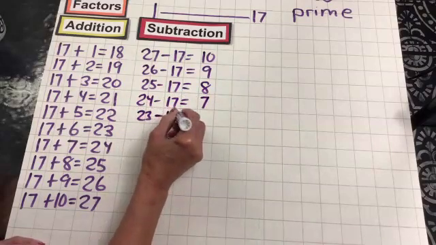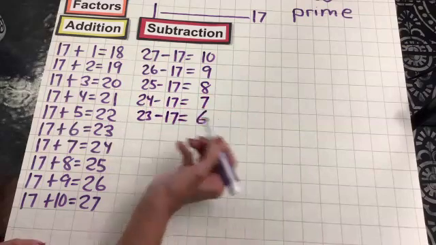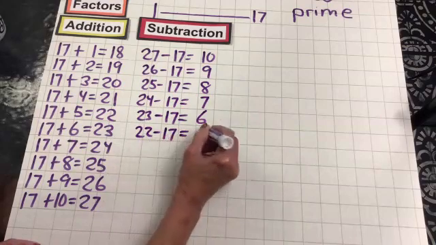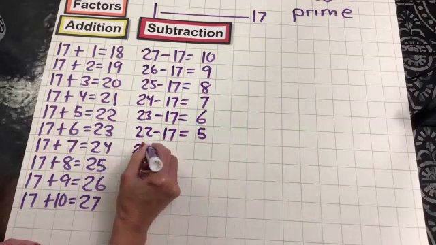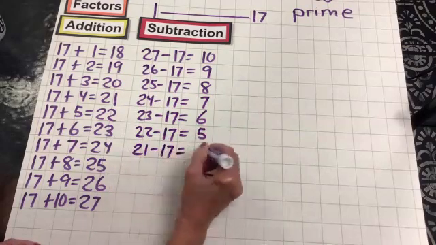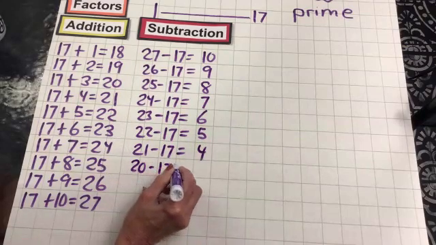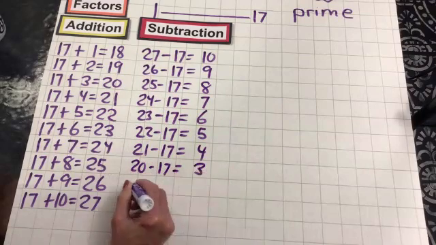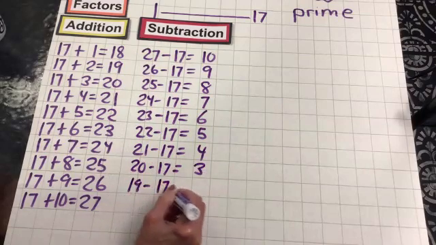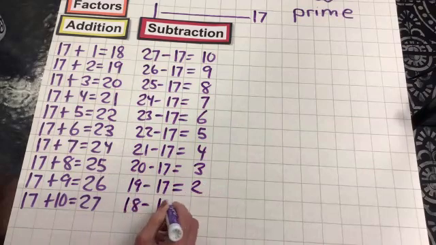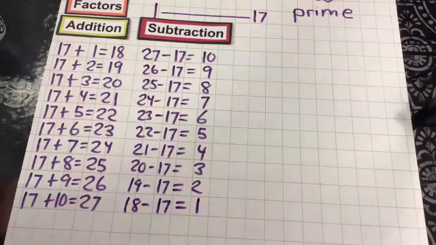23 minus 17 equals 6. 22 minus 17 equals 5. 21 minus 17 equals 4. 20 minus 17 equals 3. 19 minus 17 equals 2. 18 minus 17 equals 1. Looking good. Let's go on to multiplication.